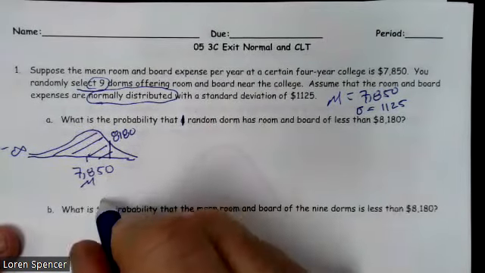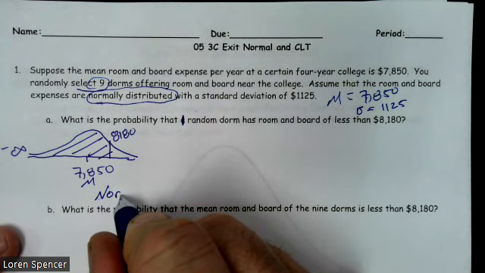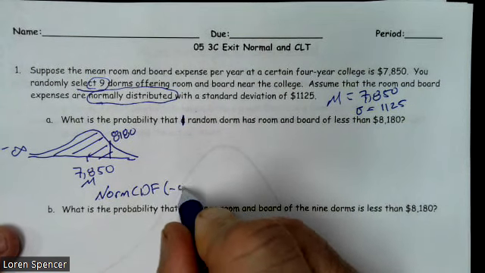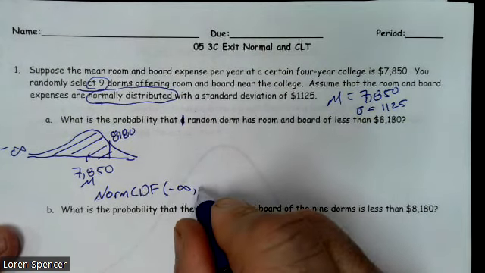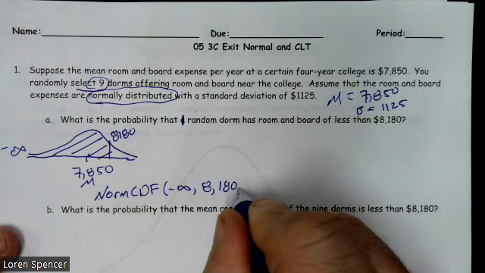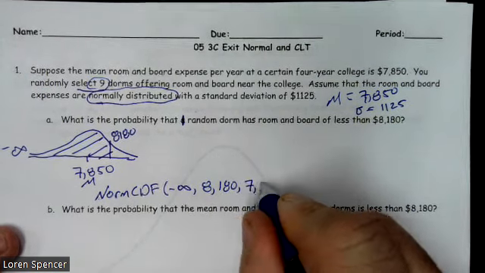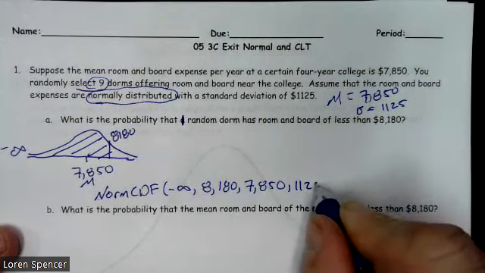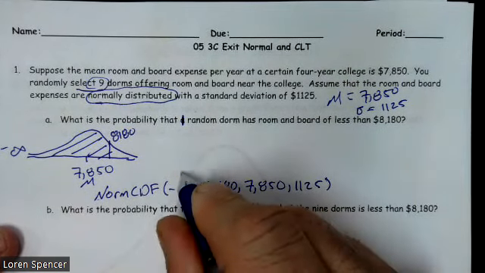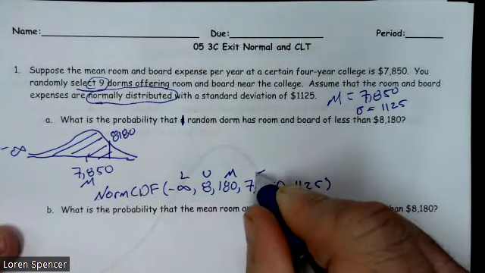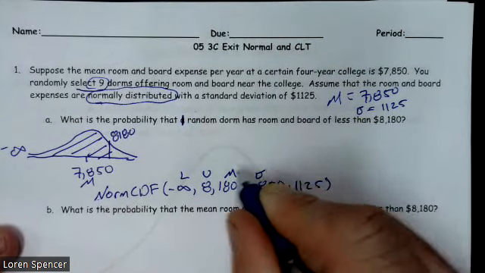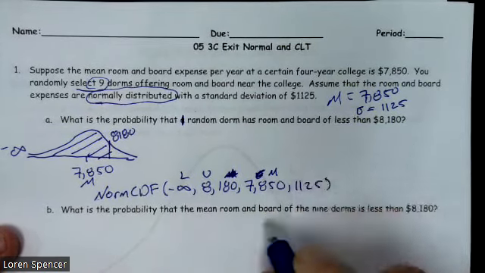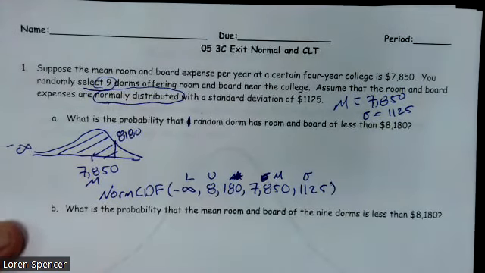And once again, this is the normal CDF because we're only dealing with a sample size of one. So norm CDF: the lower bound, negative infinity, the upper bound, 8,180. The mean is 7,850, and our standard deviation is 1125. All right. Lower, upper, mean, standard deviation.